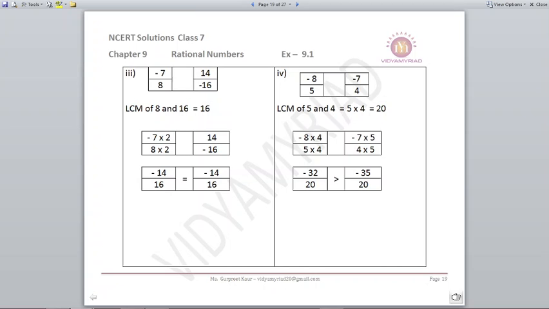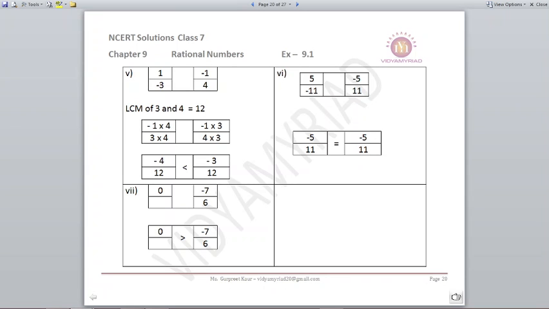Minus 8 upon 5 and minus 7 upon 4. 5 and 4 LCM is 20. Make the denominator 20. Minus 32 upon 20 and minus 35 upon 20. Both the numbers are negative. The number which is far away is minus 35. So that will be a smaller number. 32 comes first. That will be a bigger number.